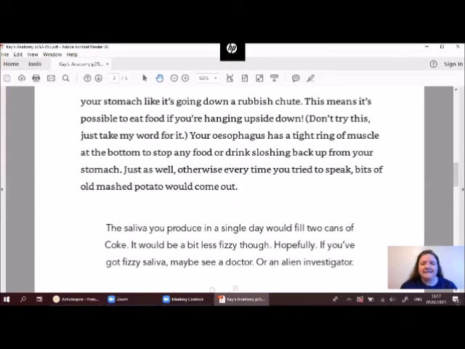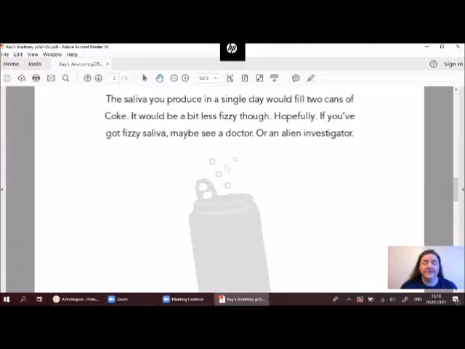Your esophagus has a tight ring of muscle at the bottom to stop any food or drink sloshing back up from your stomach. Just as well, otherwise every time you tried to speak, bits of old mashed potato would come out. The saliva you produce in a single day would fill 2 cans of Coke. It would be a bit less fizzy though, hopefully. If you've got fizzy saliva, maybe see a doctor or an alien investigator.